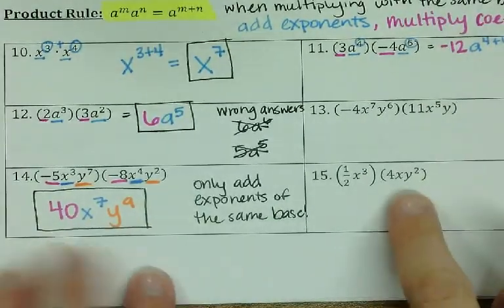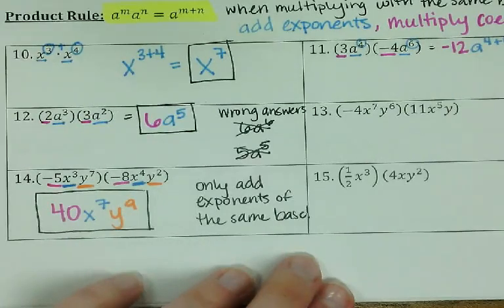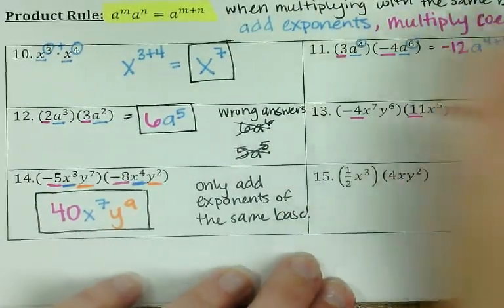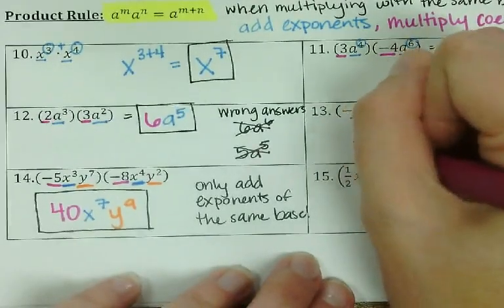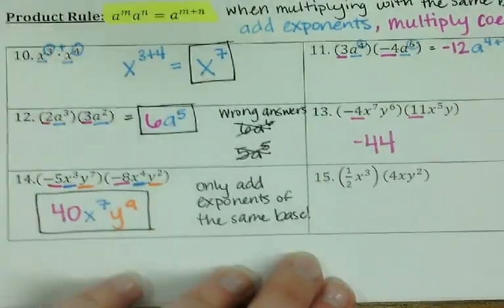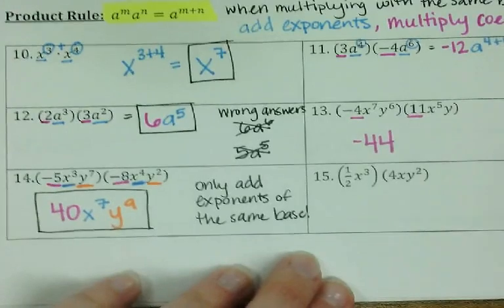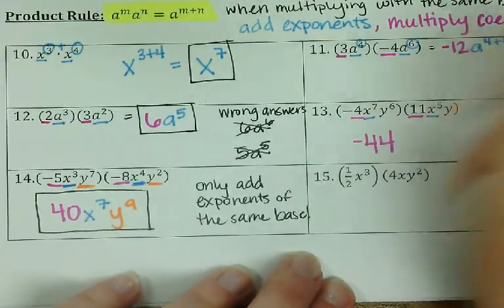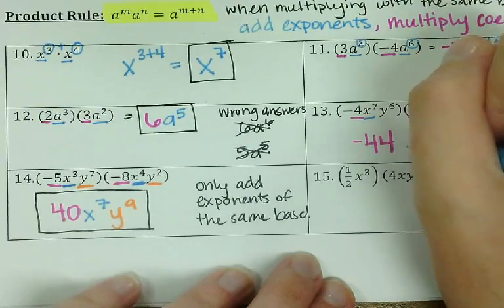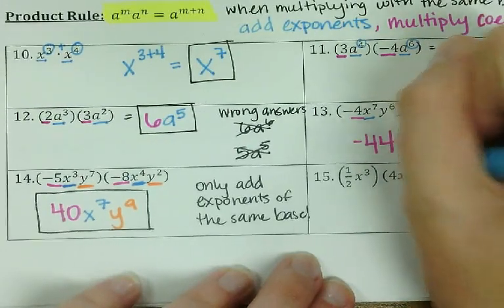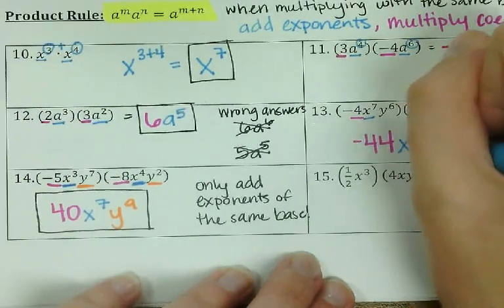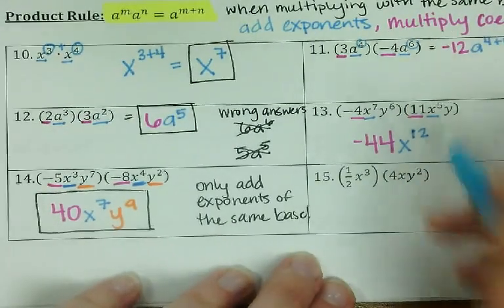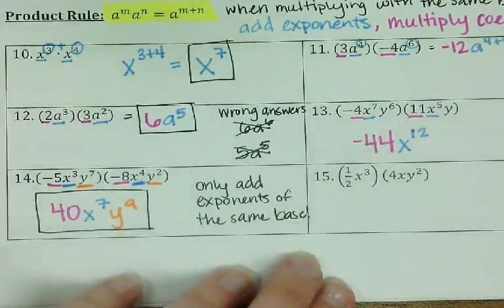So let's take a look at number 13 here. All right, y'all? If we do 13, negative 4 times 11 gives us negative 44. Okay? And then x^7 and x^5 would give us x to the 12th. Is that right? 7 plus 5 gives us 12. Do we feel good about that?